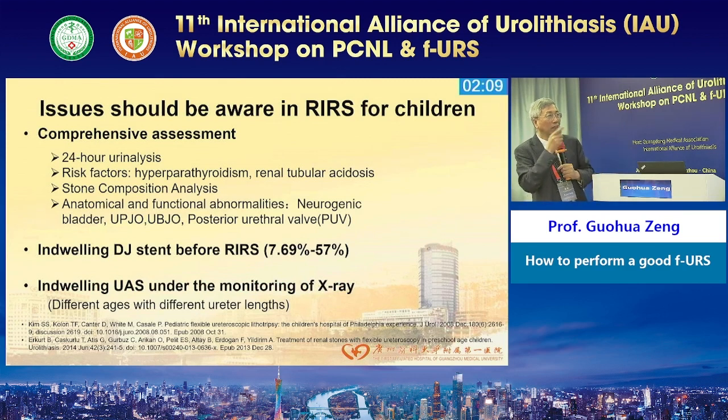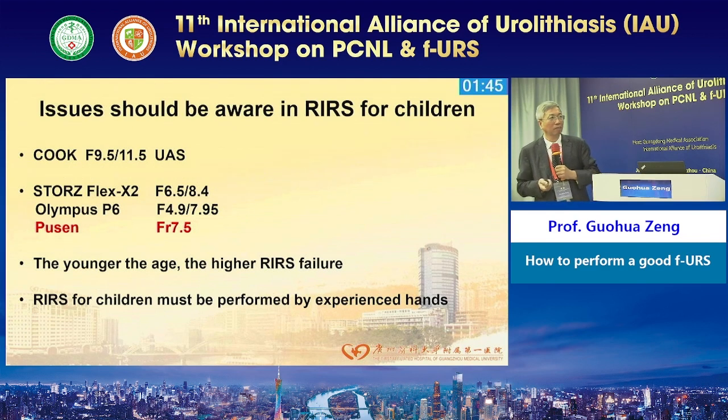And then you must ask why these children have a stone. You must check the causes. So you must do a 24-hour urine test. Sometimes it is stone composition, sometimes anatomy, and disease such as UPJO, blah blah blah. And usually you use a small sheath, 9.5 and 11.5 sheath, and you can use those scopes, Olympus P6 and P7 and the Pusen small.